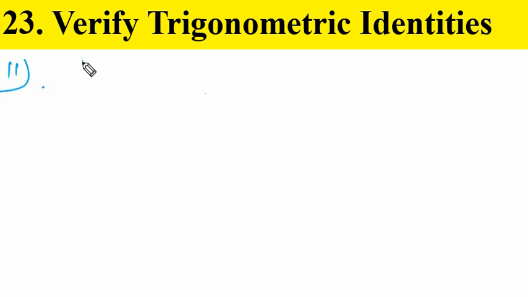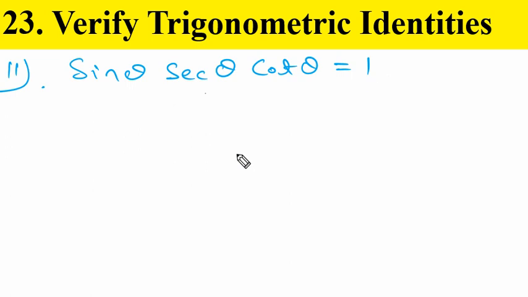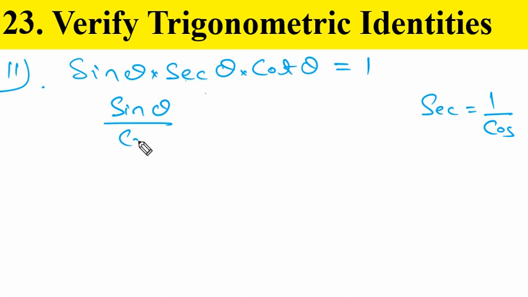Now in the next question you have sine theta sec theta multiply with cot theta, they all are multiplied, equal to 1. Basically when you do not write anything, it means it is multiplied. Now what can I do with this? This is sine, this is sec, and again I will change this secant to 1 over cos. So sine theta over cos theta, and I will leave this cot theta as it is, equal 1.